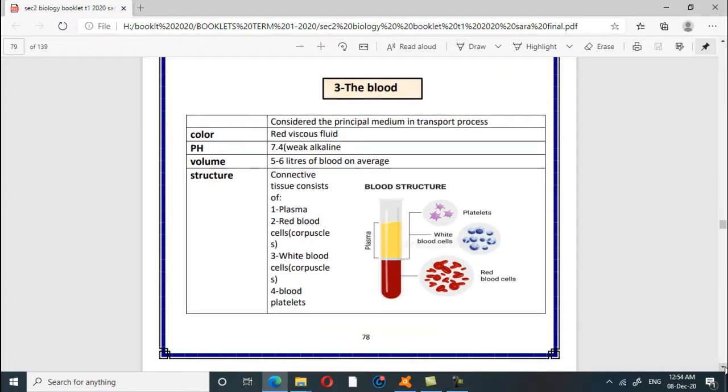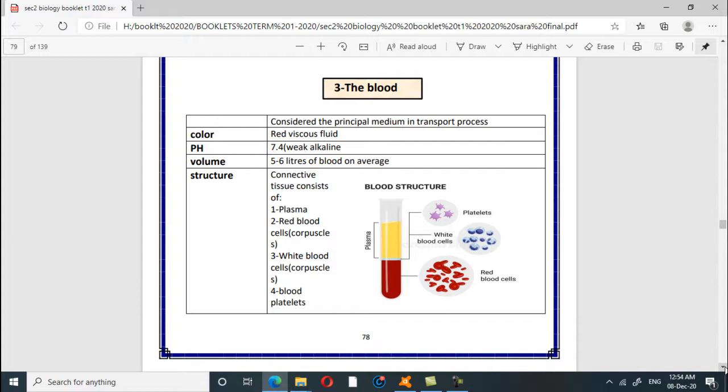Here we reach the blood, and we will study the function of the blood, its structure, and its main components. As you know, the blood is a red, viscous liquid that moves throughout the body to transfer materials. It is a weakly alkaline medium, with a pH of 7.4. Its color is red due to the presence of hemoglobin, the red pigment inside the red blood cells, and its volume is about 5 to 6 liters on average.